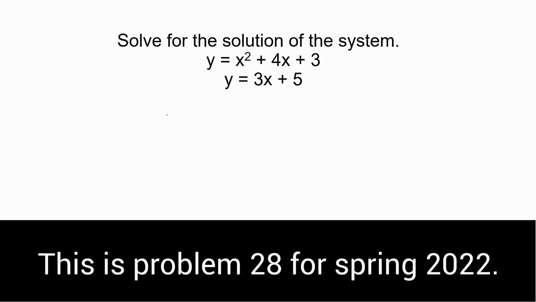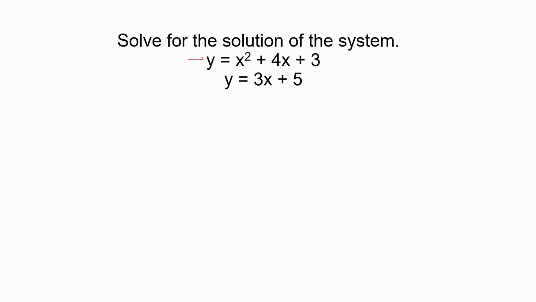Okay, friends, in this problem, I'm going to solve for the solution of the system using the substitution method. You can see that both of my equations are set equal to y. So I'm going to take this 3x plus 5 and substitute it in place of this y in the first equation. So that will give me 3x plus 5 equals x squared plus 4x plus 3.